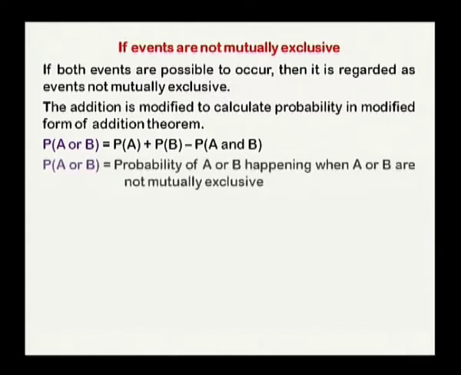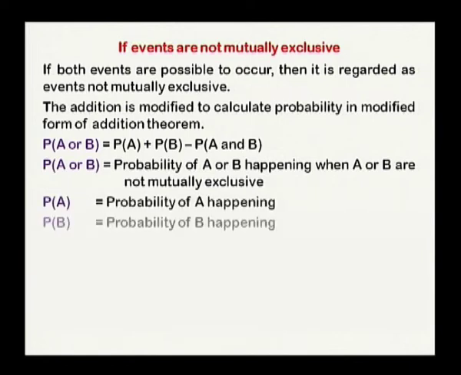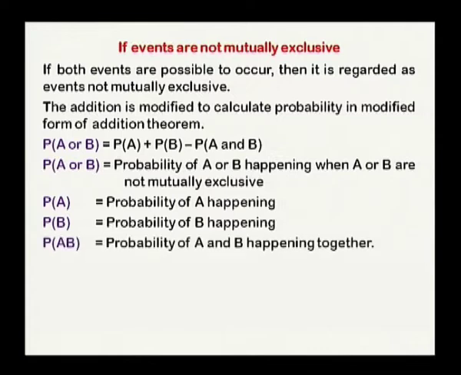B. Now, probability of A or B is the probability of A or B happening when A and B are not mutually exclusive. Probability of A is the probability of A happening, probability of B is the probability of B happening, and probability of A and B is the probability of A and B happening together.